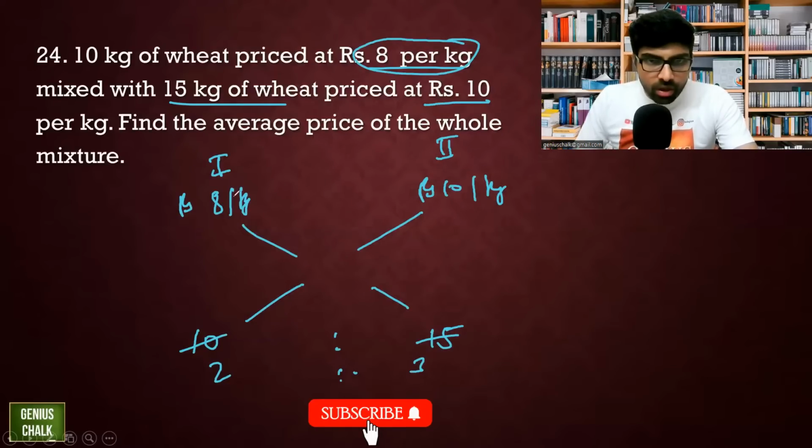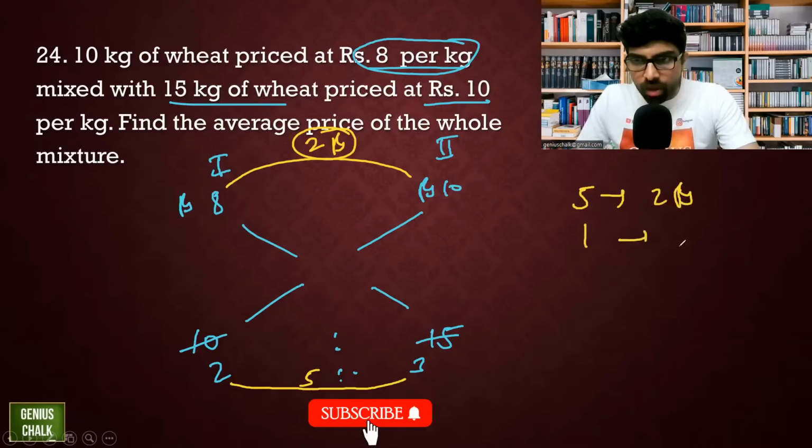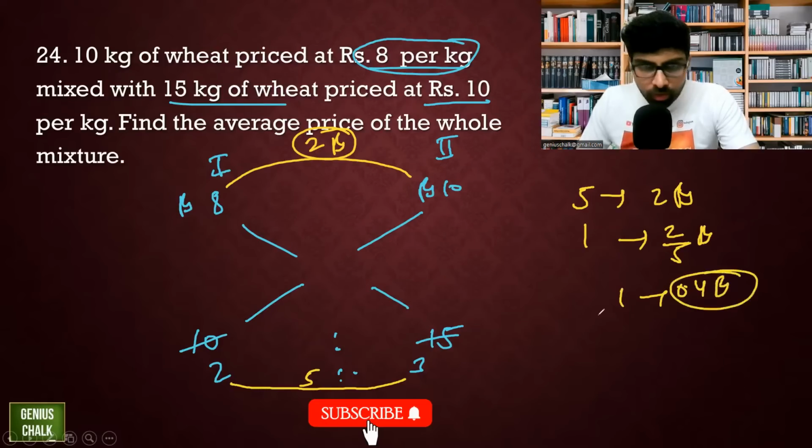Now, let's check their difference. It is 8 rupees per kg and it is 10 rupees per kg. So what is their difference? It is 2. And their sum is 5. Now, here 2 rupees is the difference and the sum is 5. So I have to write 5 is equal to 2 rupees. So 1 is equal to 2 by 5 rupees, and that is 0.4. So 1 value is equal to 0.4 rupee.